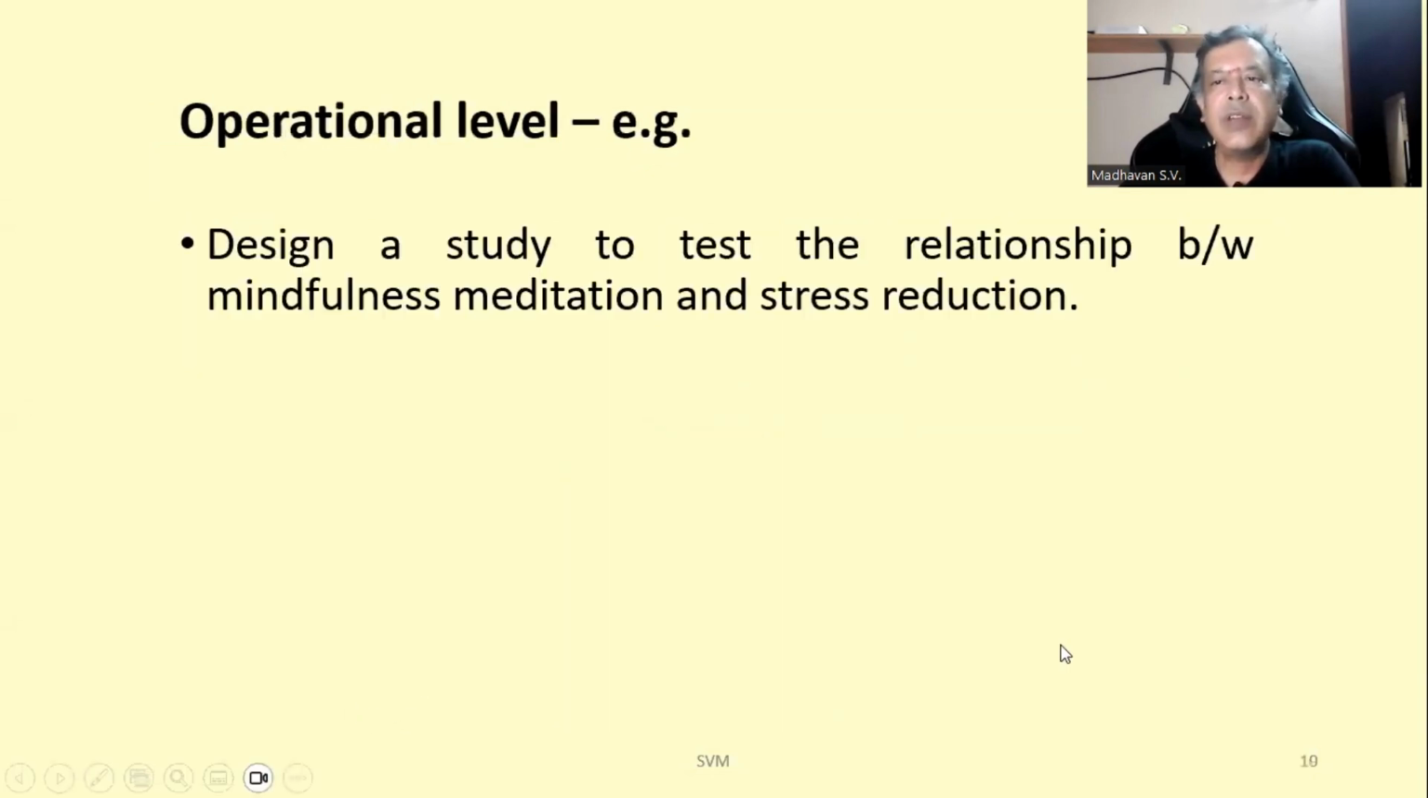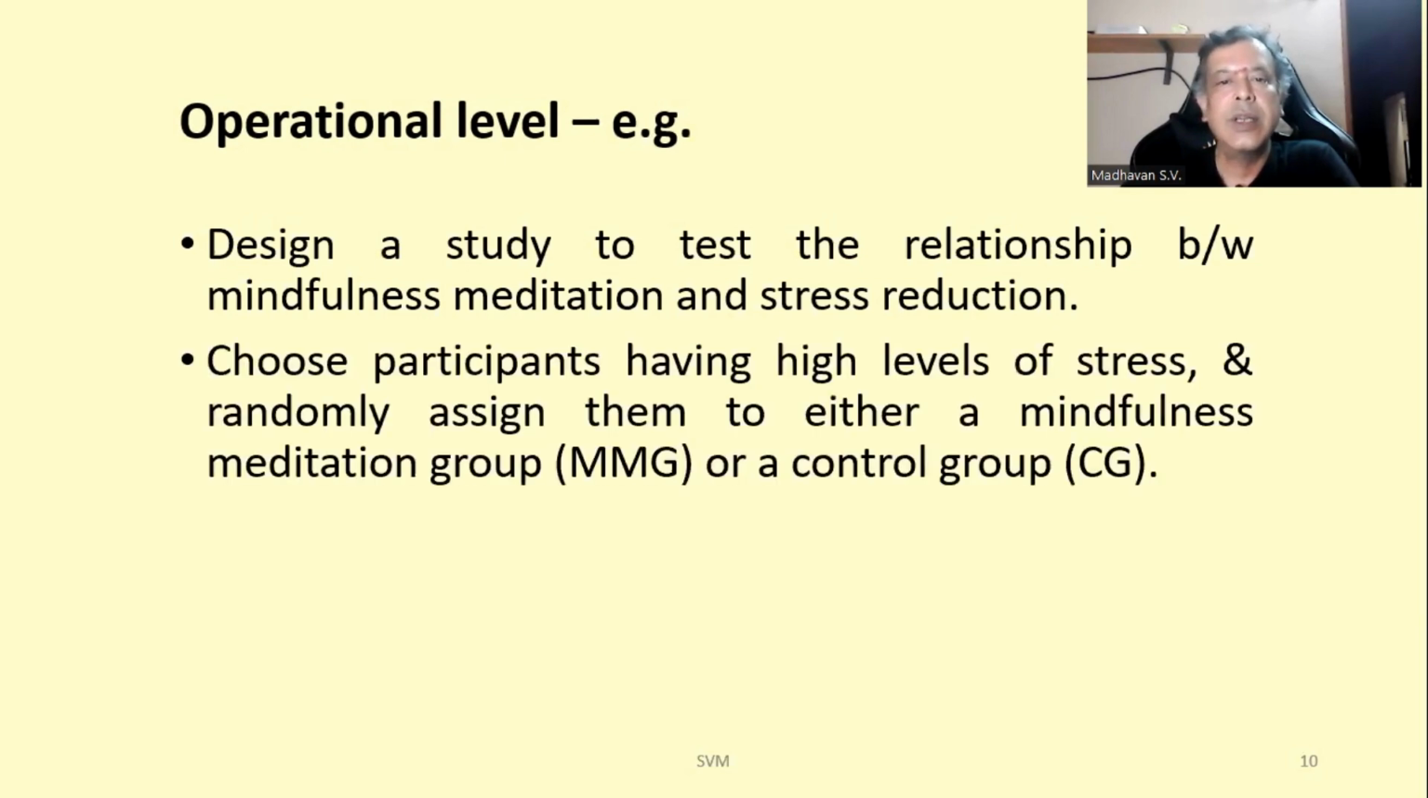Then we go into the next level, called the operational level, where we try to study whether there is clearly any relationship between mindfulness meditation and stress reduction. For that, we choose some participants who are all undergoing a high level of stress. And then we create two different groups. One is the mindfulness meditation group. Another one is the control group. In the control group, the meditation will not be done. They may be asked to read a book or something like that during that period. Definitely not doing any meditation.